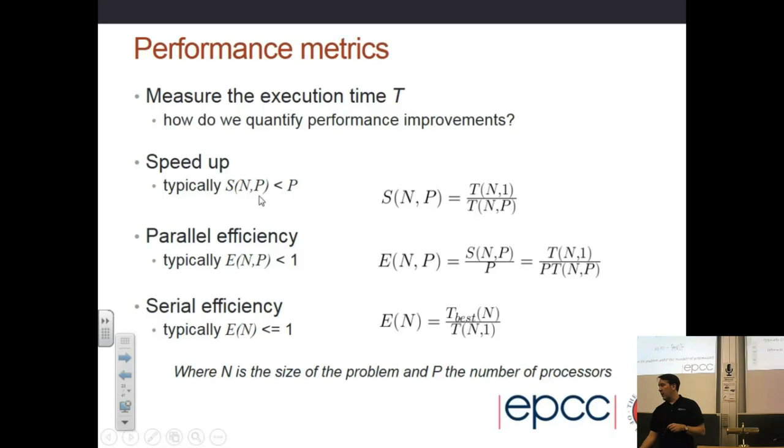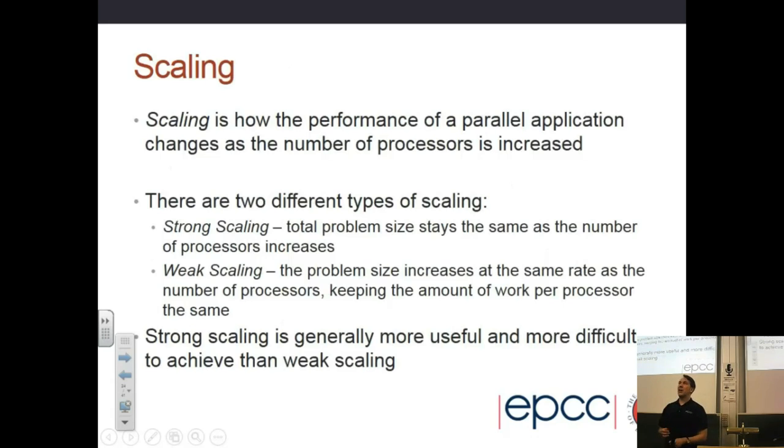Now, I've got two variables here, N and P. N is the problem size, which I will leave fixed for the moment. For these slides, it's not relevant. We're just interested in the variation with the number of processors. But the speed up is the time it took on one process divided by the time it took on P processes. So if it took 1 second on one process and 0.1 of a second on 10 processes, the speed up is 10. And that's fairly obvious. How many times faster is it going? You can quantify that as an efficiency. You can divide the speed up by the number of processes. So if a program went 9 times faster on 10 processes, you would say that was 90% efficient, where the maximum is, of course, 100%.